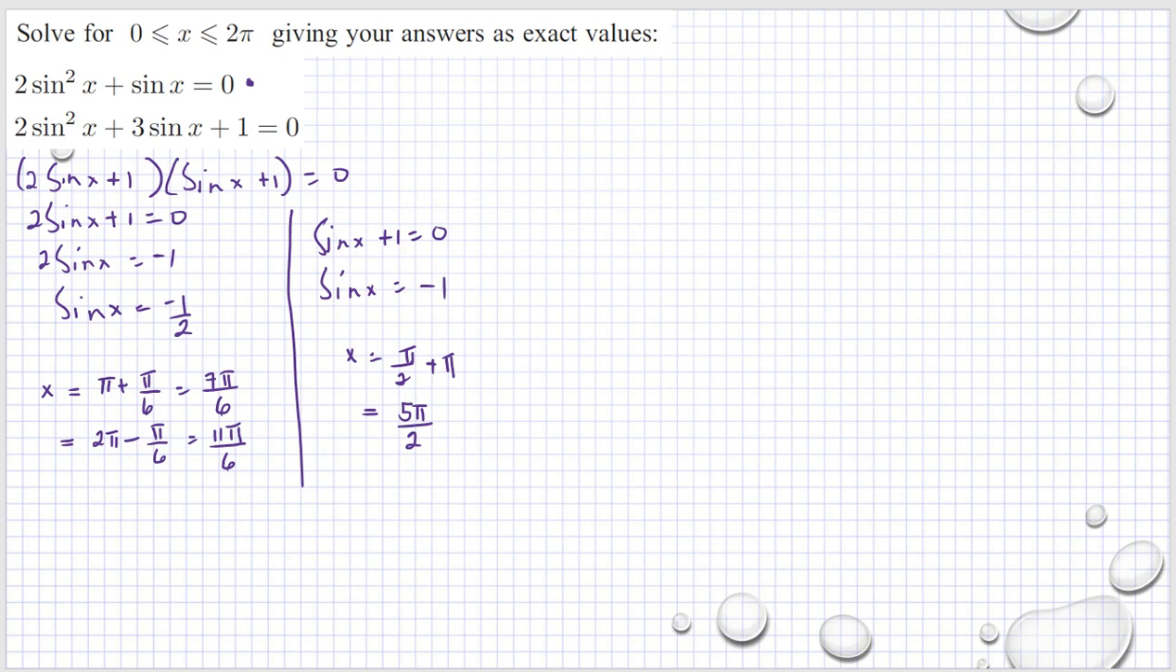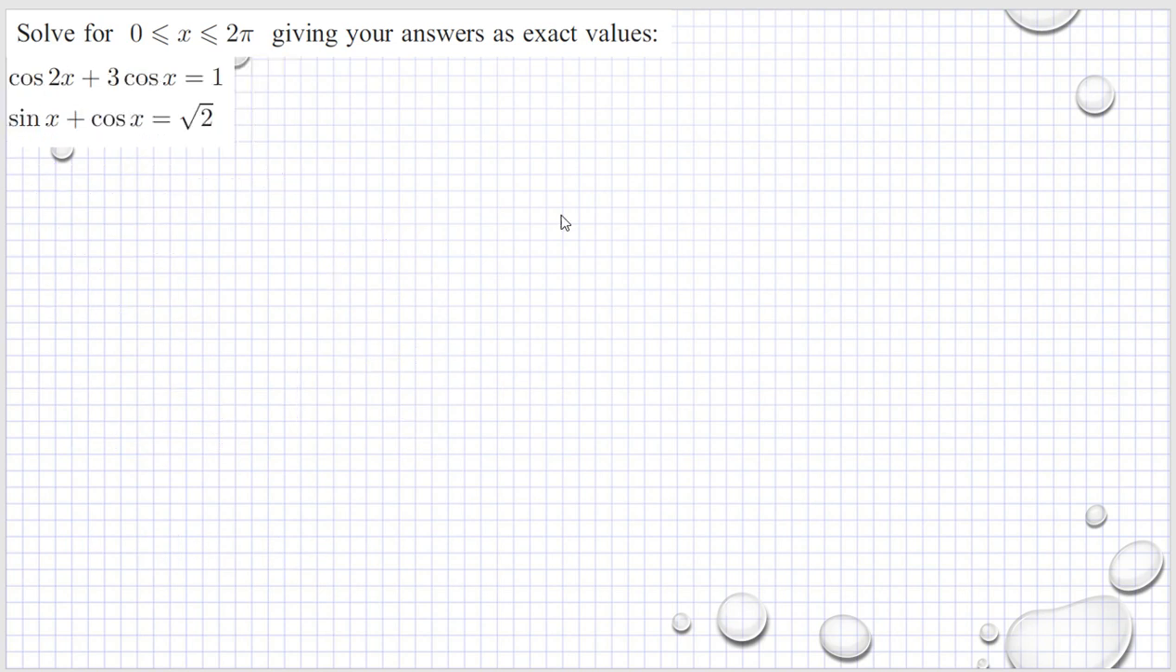Is that 270? It's late in the afternoon. Sorry for that. It is not. You have 2 here, 2 there. So it should be 3 pi over 2. Okay, so our x now is equal to 7 pi over 6, and then we have 3 pi over 2, and then the last one, 11 pi over 6.